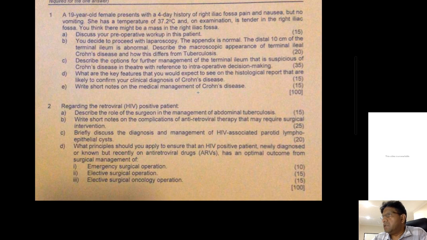It's 180 divided by 400, which is 0.45 minutes, less than half a minute per mark. So if you take 0.45 and multiply it by 15, you've only really got 6.75 minutes. That's under 7 minutes to write a 15-mark answer. So you'll get the drift of what I'm trying to explain.